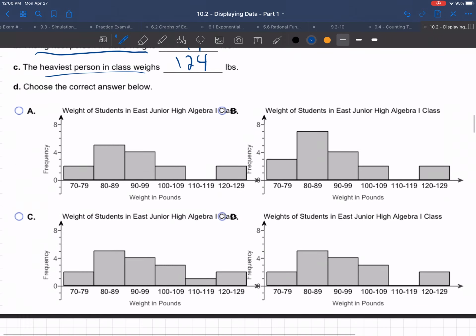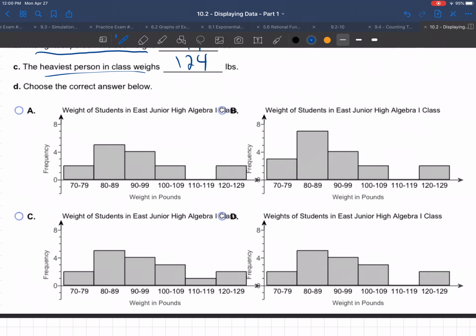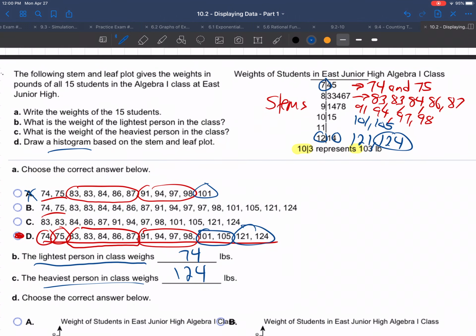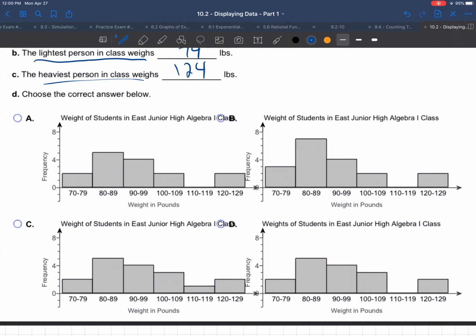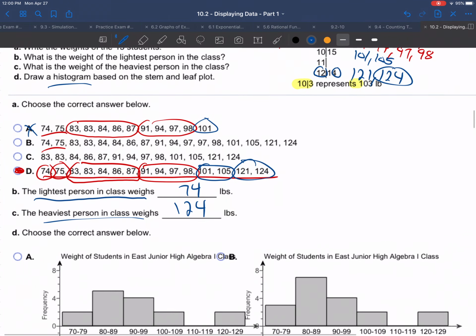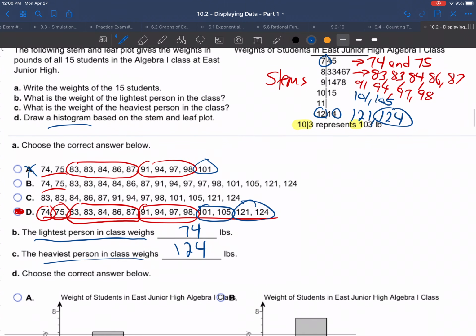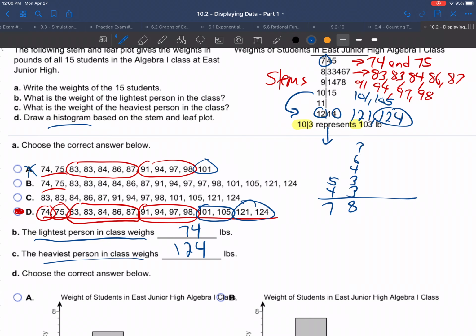Choose the correct answer below. Now we're supposed to turn it into a bar graph or a histogram, same kind of thing. A histogram is another word for a bar chart where the bars touch. So which one is the correct histogram? Think about taking this stem and leaf display and rotating it, so the 7 goes on the bottom, and the 4 and the 5 go up, and the 8 goes here, and the 3, 4, 6, 7 go up, and the 9 goes here, and the 1, 4, 7, 8 go up, the 10 goes here, and the 1 and the 5 go up, the 11 has nothing, the 12 has the 1 and the 4, and then you make bars out of these.